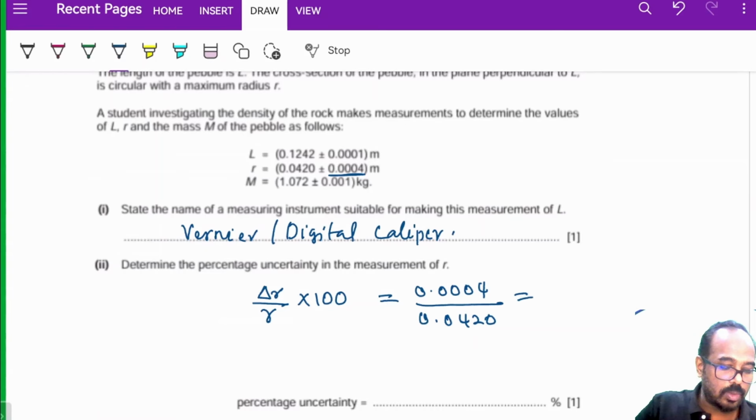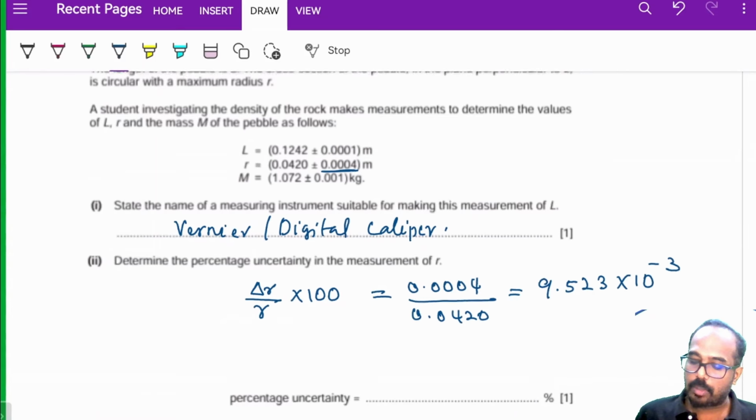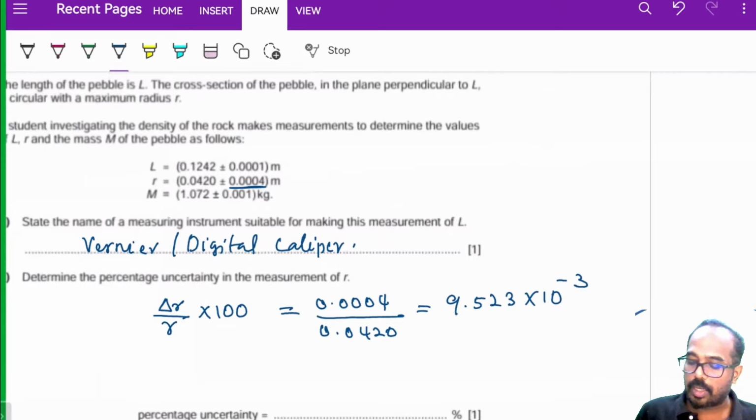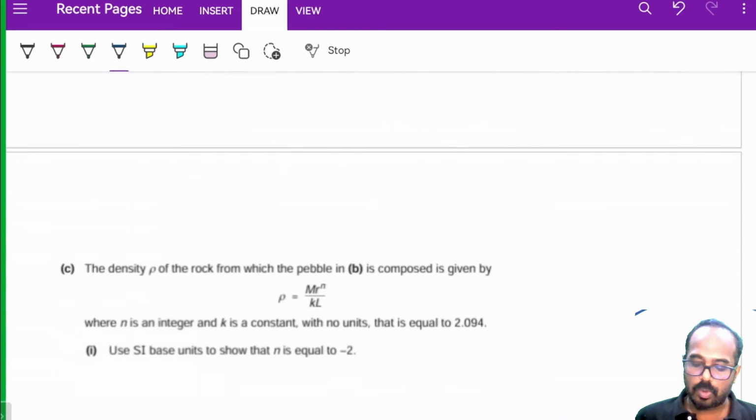When you put these values in your calculator, I'm getting 9.523 into 10 to the power minus 3. Then you need to multiply this. This is a fractional uncertainty in R, right? Multiply with 100, you will get the percentage uncertainty. That means 0.9523, right? This is the percentage uncertainty. You need to round it off. This 0.95, you can write it as 1%, right? One significant figure you need to write. 1% is the percentage uncertainty in measuring R. So we'll move on to the next part.